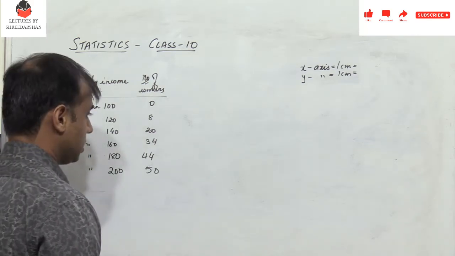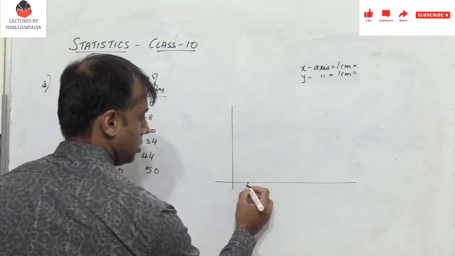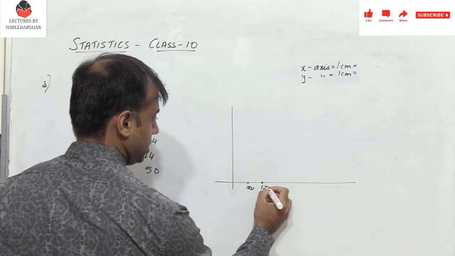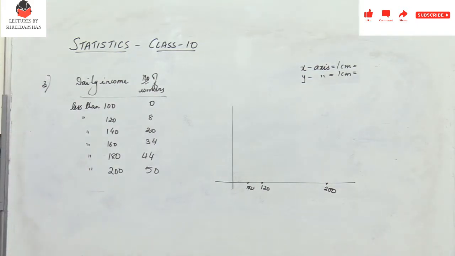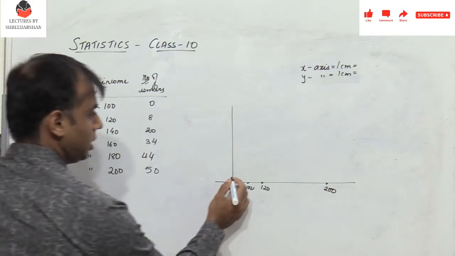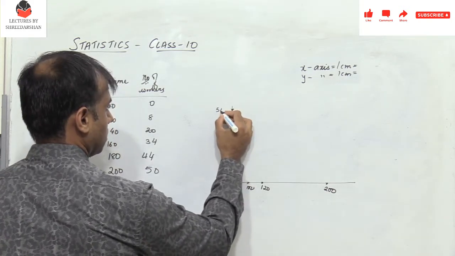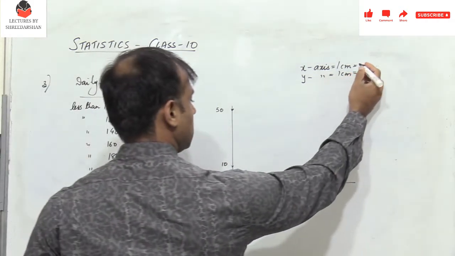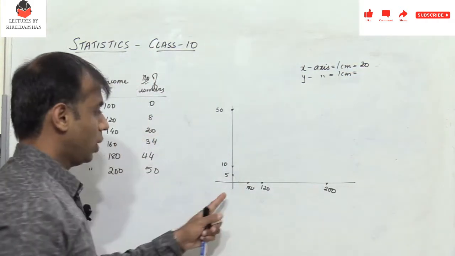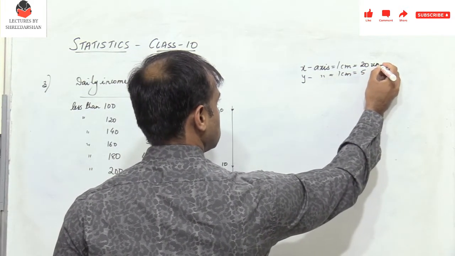So now let me consider the graph. So along the x-axis you have the daily income. So I begin with 100, 120 and so on. So I have 100, 120 up to 200 here. And here along the y-axis number of workers. So let me take 5. 1 centimeter equals 5 units, or which represents 5 workers. So x-axis 1 centimeter equals 20, and y-axis 1 centimeter equals 5 units.